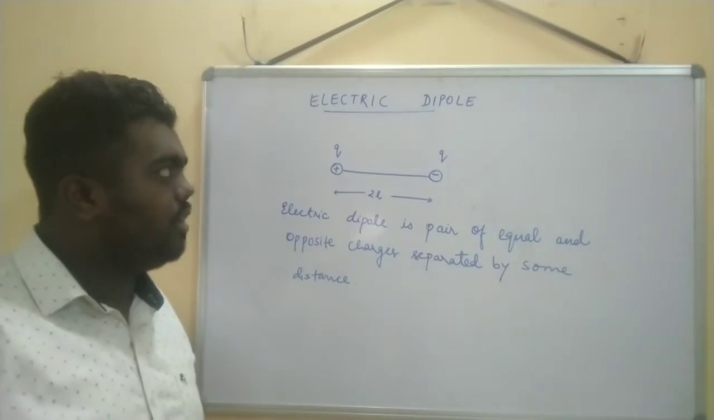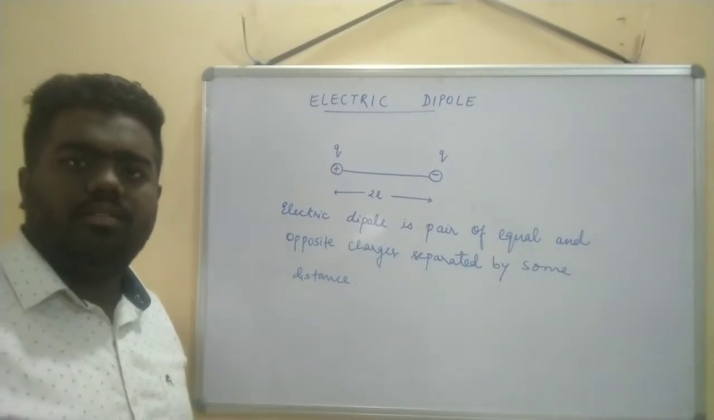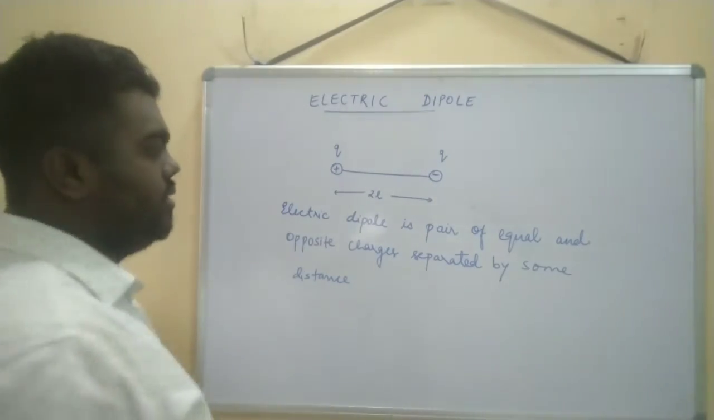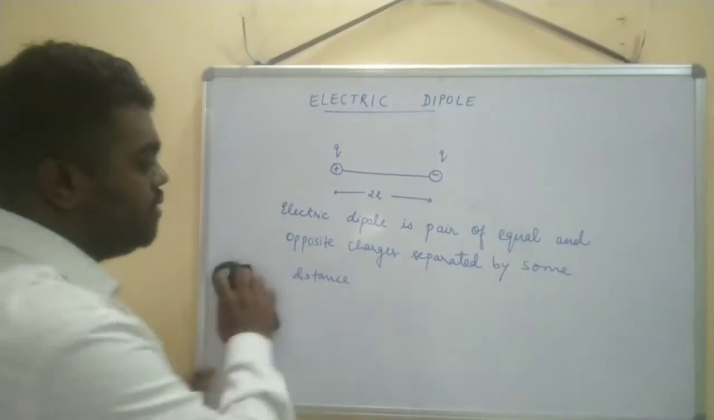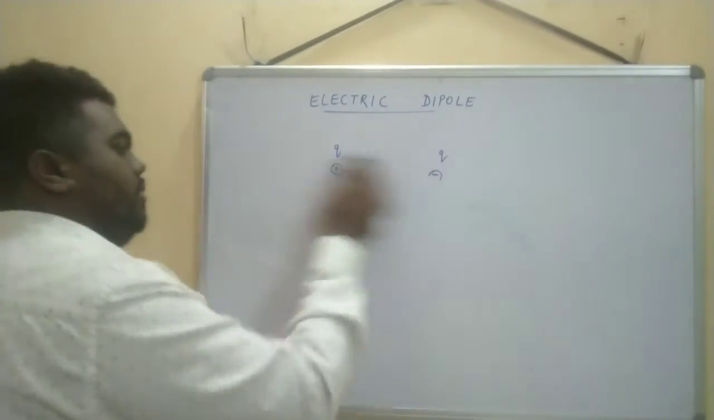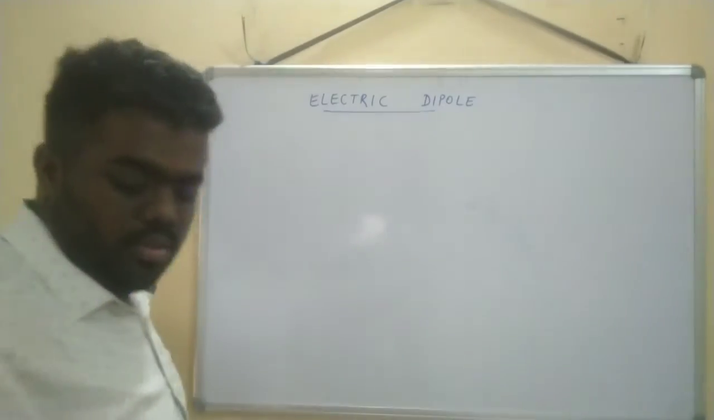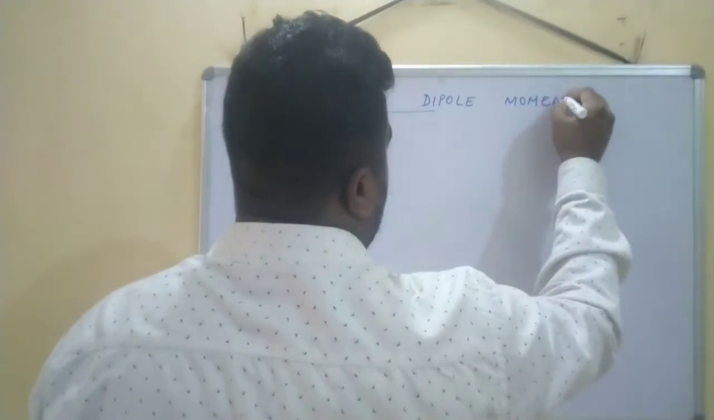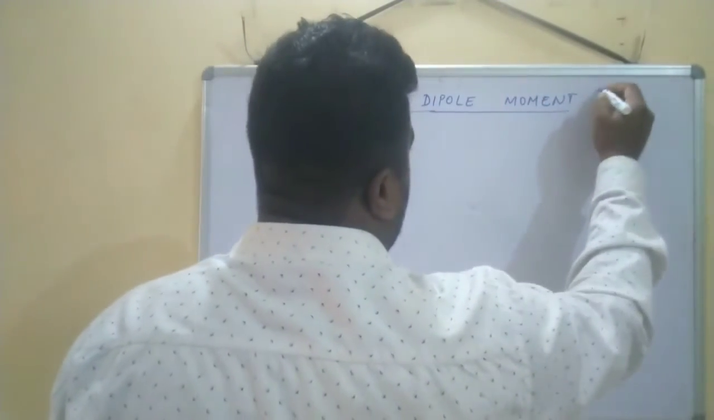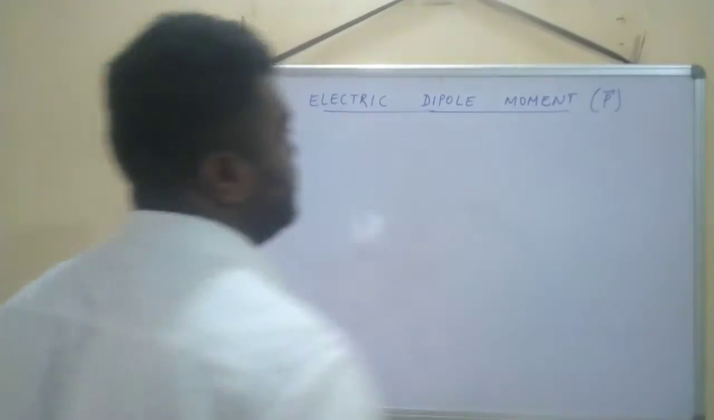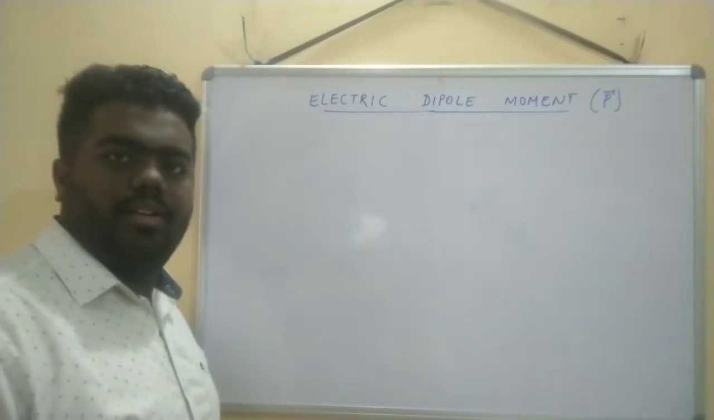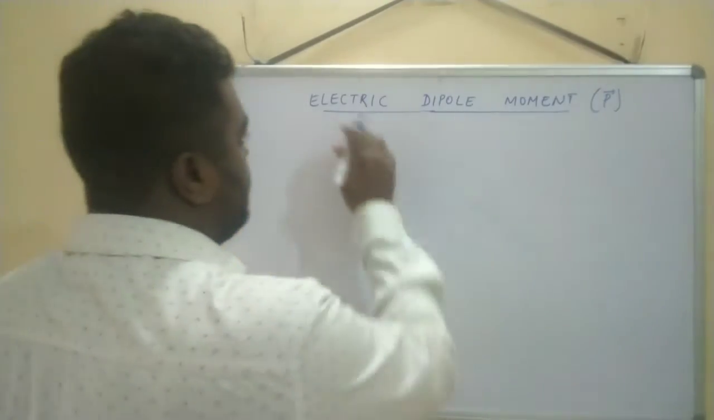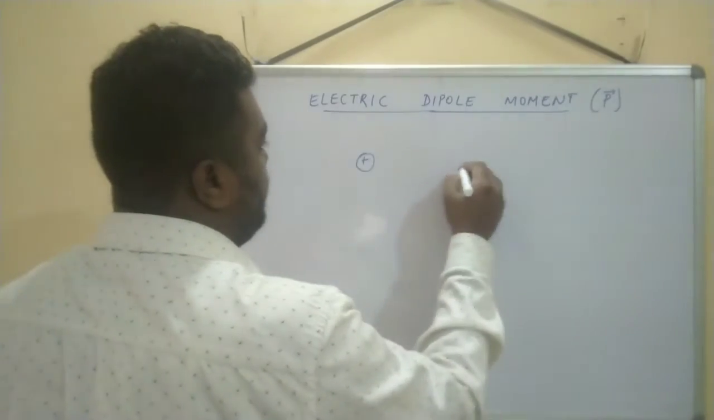Fine. Now in the same topic we will see one subtopic called electric dipole moment. You can pause the video and note it down. Now the next topic is electric dipole moment, denoted by vector P. That means this is a vector quantity, so it will have some direction also. I will tell the direction also.